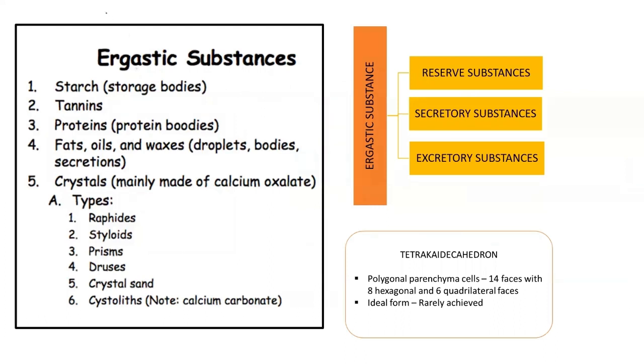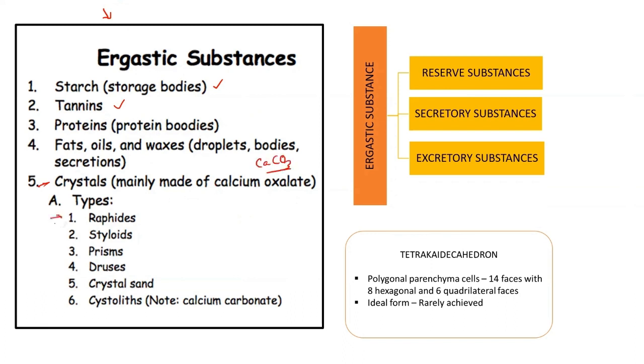The other part that is important for your exam is the ergastic substances. In the ergastic substances, you should be knowing about starch, how it is produced and where it is stored, the tannins, where they are stored, the proteins, as well as fats, oils, and waxes. Apart from it, you should also be knowing about the crystals, and the shape of the crystals is very important. Mostly the calcium oxalate crystals, and calcium carbonate crystals are also important.